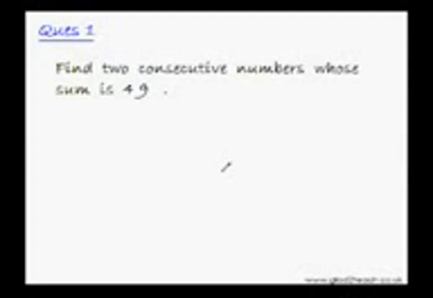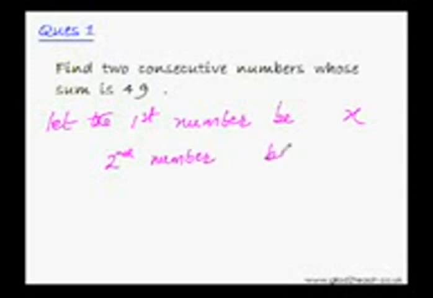The correct answer is 24, 25. So did you get it right? To solve any word problem, we always start by assigning the variable x. So let the first number be x. So this means that the second number would be x plus 1. Isn't it? That is how we translate the English word consecutive into mathematics.